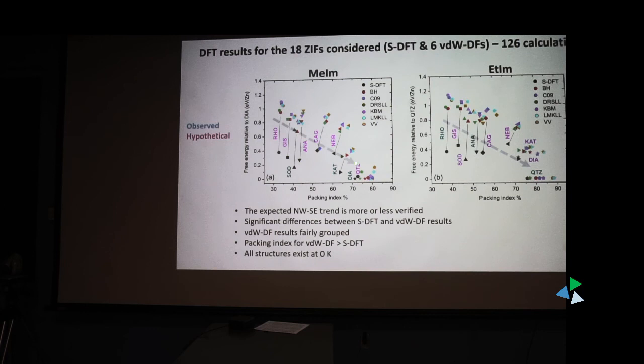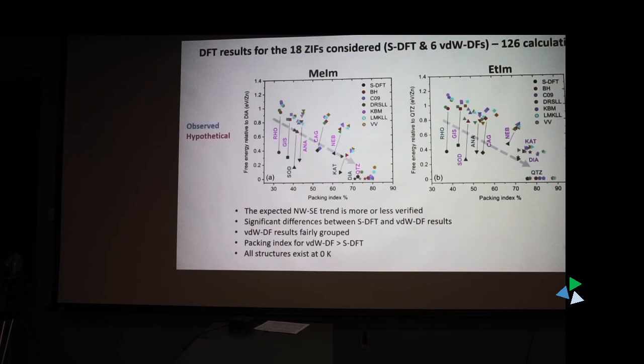What we can see also is that the packing index for the van der Waals calculations is greater than for the standard DFT. This is normal, this is what's expected, because the long-range force will shrink the structure, okay? So you see, for example, that here this has a larger packing index, larger density than for the standard DFT calculation. And also we found that all structures converge. Even the hypothetical structures, we could find convergence for them.